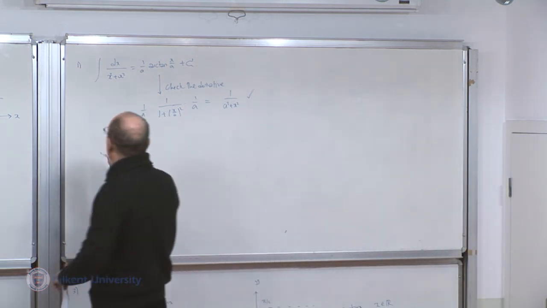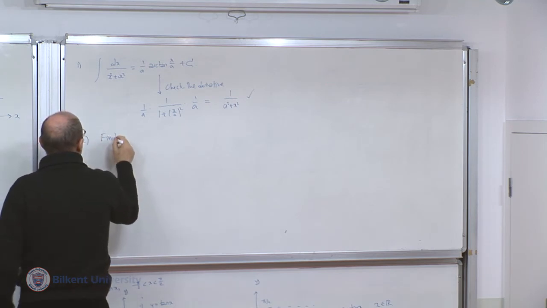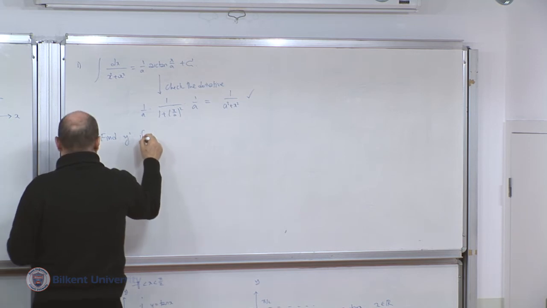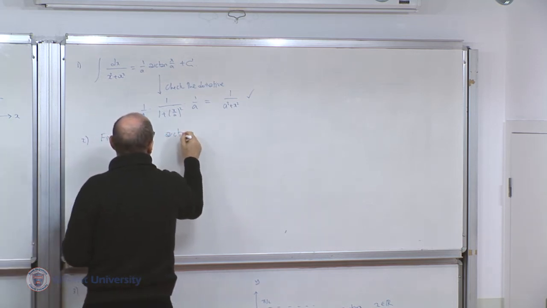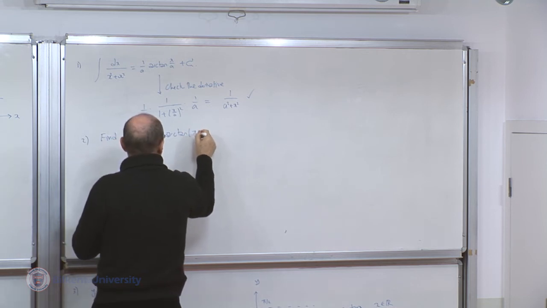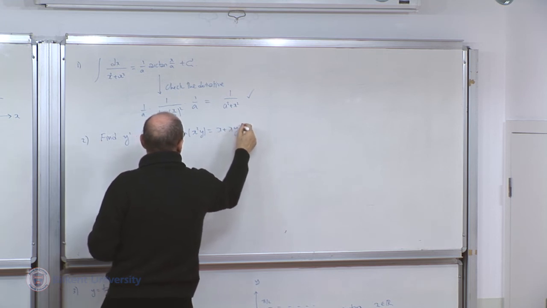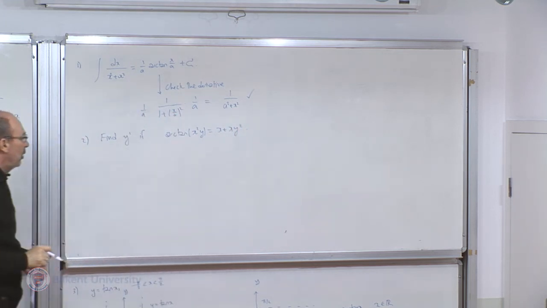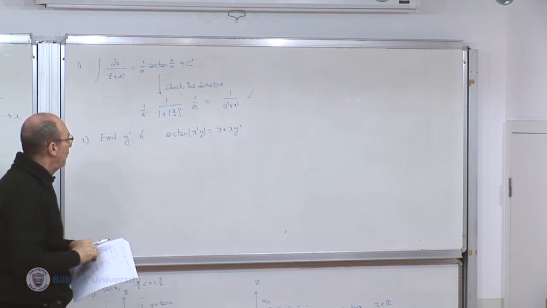Let's continue with another problem. This problem says find y prime if arctangent of x squared y equals x plus x y squared. So this probably defines some curve, but it's not immediate to find a point on the curve.